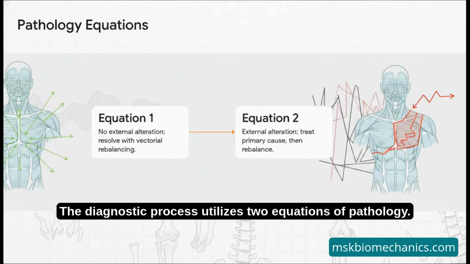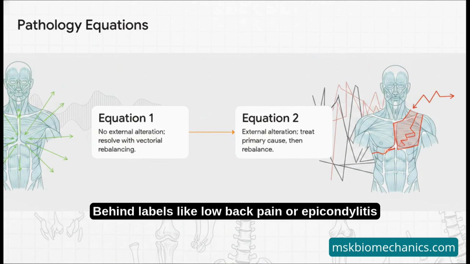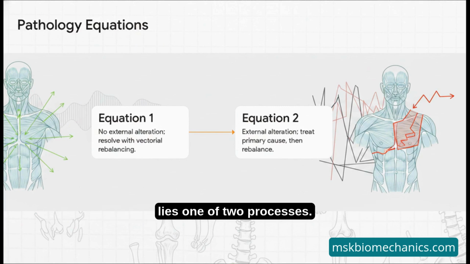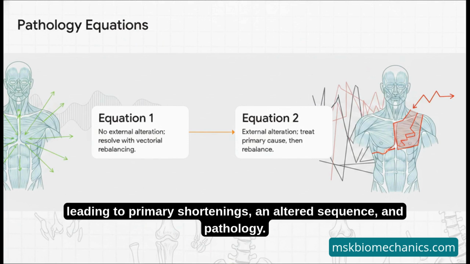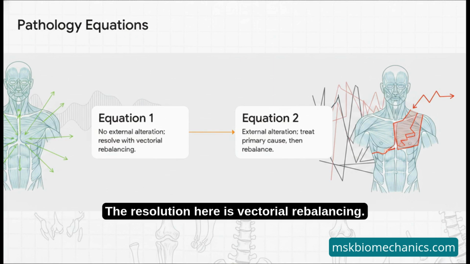The diagnostic process utilizes two equations of pathology. Behind labels like low back pain or epicondylitis lies one of two processes. Equation 1 states that there is no external alteration, leading to primary shortenings, an altered sequence, and pathology. The resolution here is vectorial rebalancing.